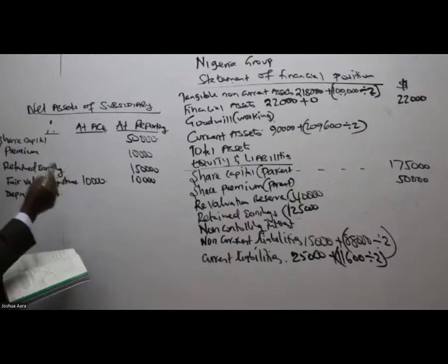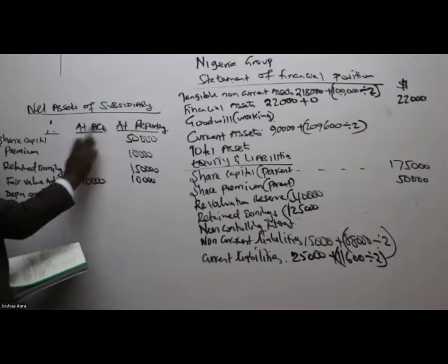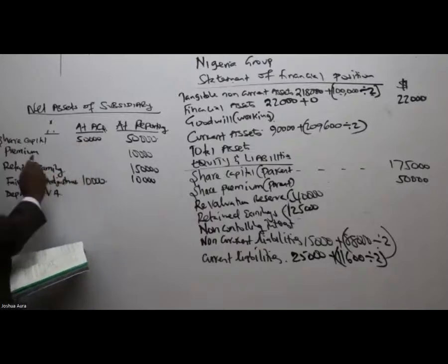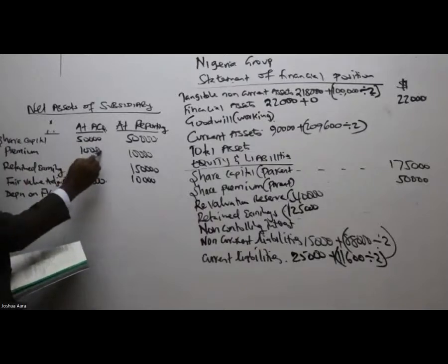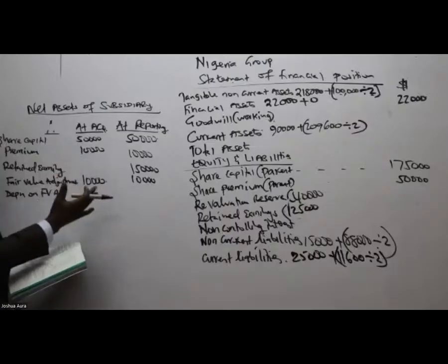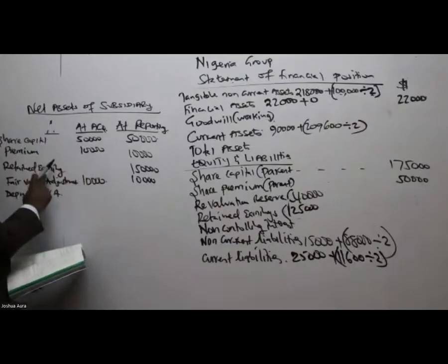The same case with share capital. Share capital at reporting and share capital at acquisition must always be the same, 50,000. Same case with the premium, which has to be 10,000. What is different always is the retained earnings. Retained earnings is normally different.